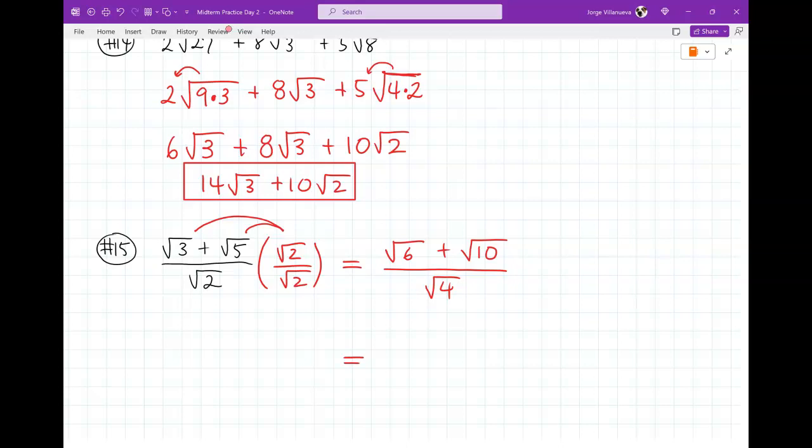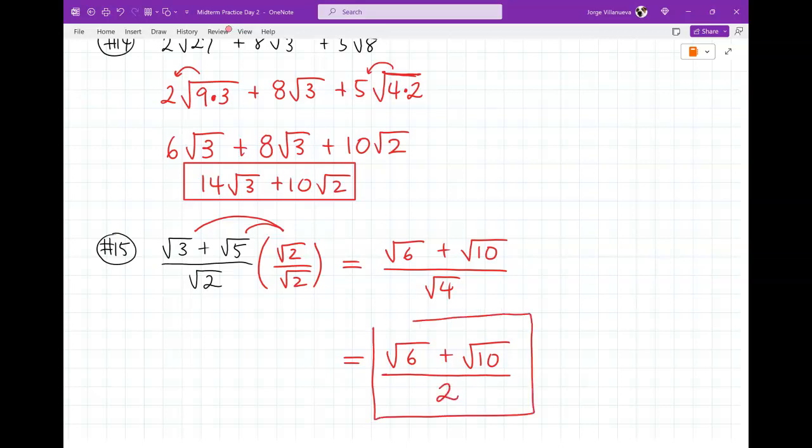Now, all you got to do is ask yourself, can I simplify anything from here? So radical 6, that's 2 times 3. I can't break that down, so that's going to stay radical 6. The radical 10, that's 2 times 5. Those don't have square roots, so that's going to stay the same. What about radical 4? That becomes a 2. The square root's gone, so there you go. We're done. Okay, that one's finished.